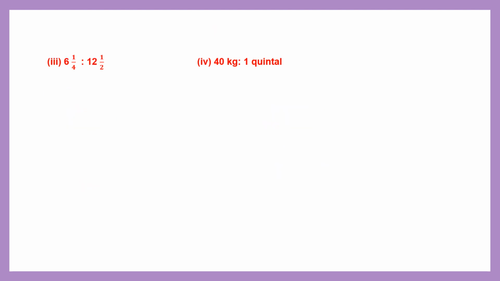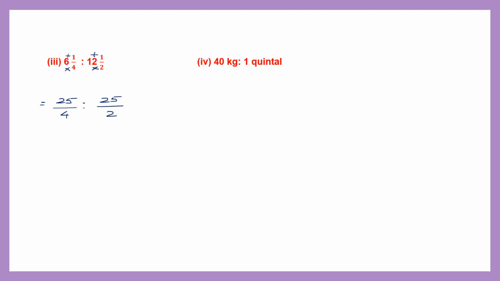Question 3. Here we have two mixed numbers. We need to find the ratio of these two mixed numbers, reduce it to the lowest term. So first step, let's convert. So here 4 sixes are 24 plus 1 will be 25. So this is 25 by 4. Now let's convert this. 2 12s. 12 twos are 24 plus 1 is 25 by 2.